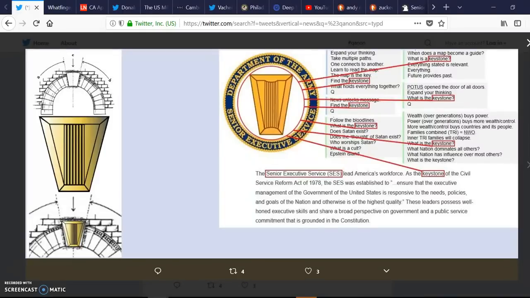So what is the Keystone? And what nation dominates all others? What nation has influence over most others? What is the Keystone? Now, that right there, what nation dominates all others, at this point, I think there's maybe 3 possibilities. Maybe. The United States, definitely. Russia and China, no. I mean, China, maybe. But I'd say the other 2 are probably Israel or the UK, the Crown.